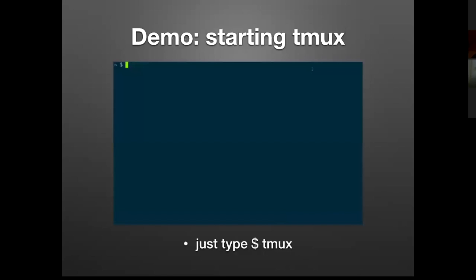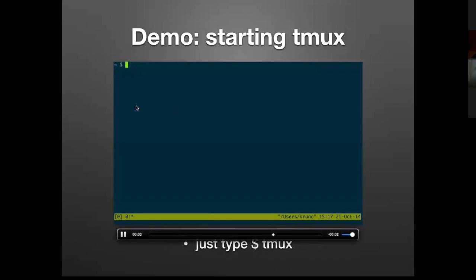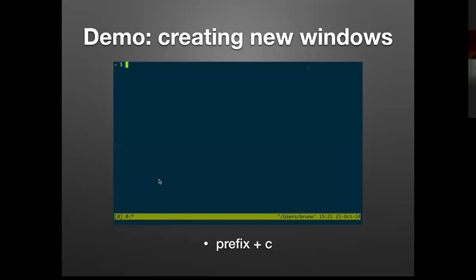Okay, so the first demo is how to start tmux, and it's really easy. In your console, you just type tmux, and there you go. You're in tmux now, and this is indicated by this yellow or green strip at the bottom of the screen. So that's how you start tmux. It's that easy.